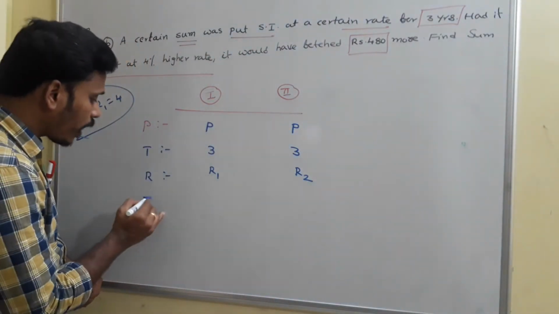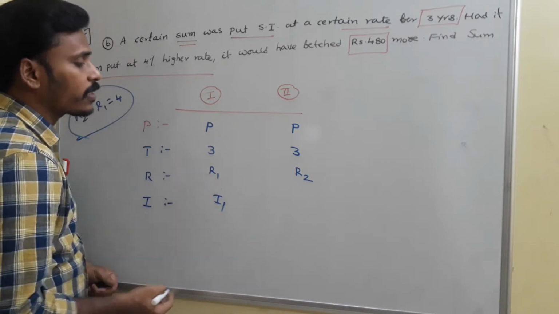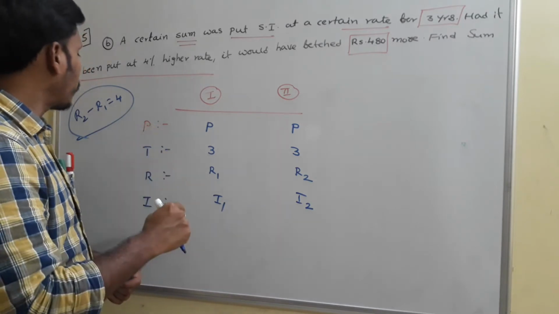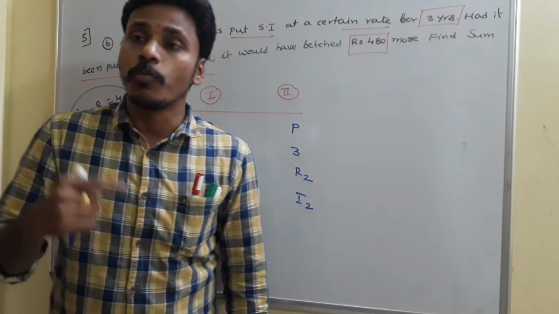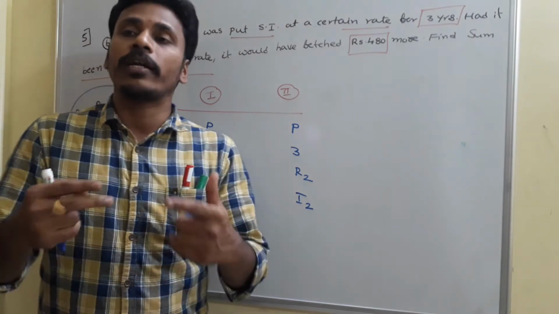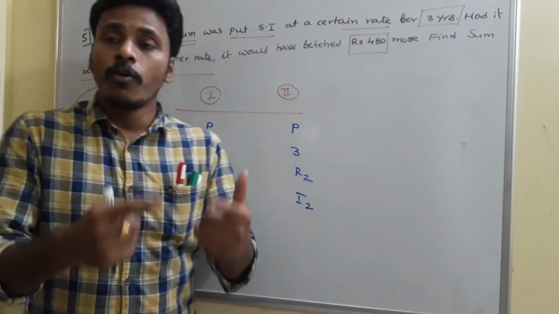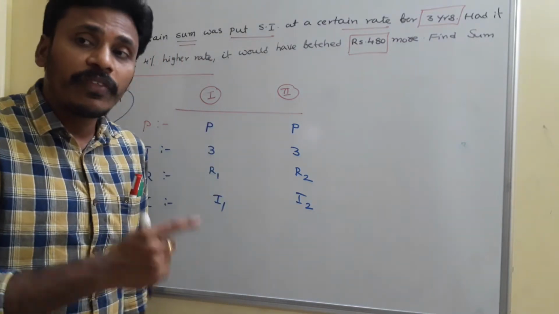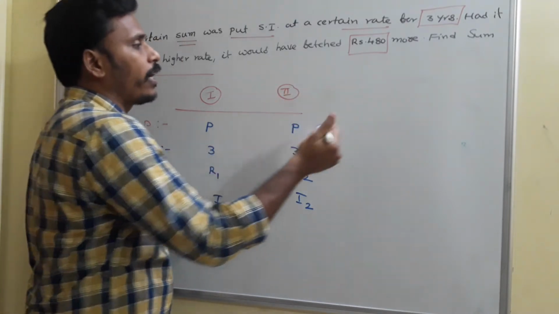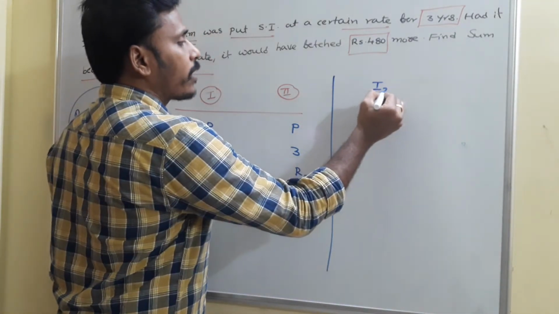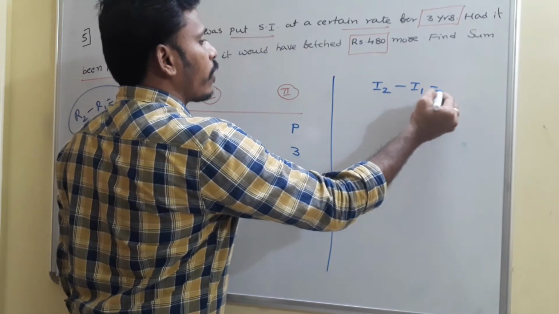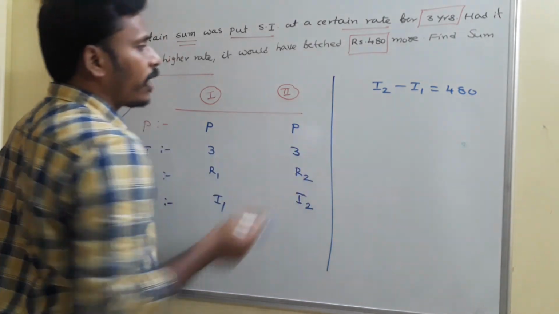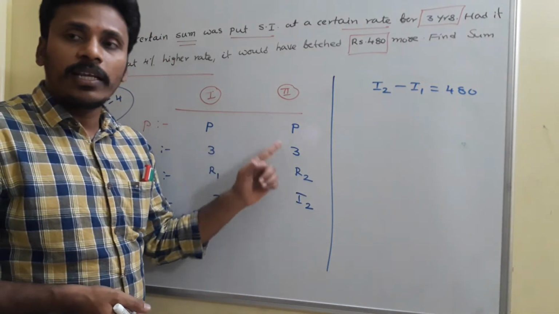Whereas coming to the interest amounts, in the first case take it as I1, in the second case take it as I2. Since the rate of interest in the second case is 4% more, for sure you will get more interest in the second case, and that interest difference is given as 480. So as per the problem, the difference between the simple interest of the second case and the first case is 480 rupees. And as we know, interest I2 in the second case is PTR by 100.